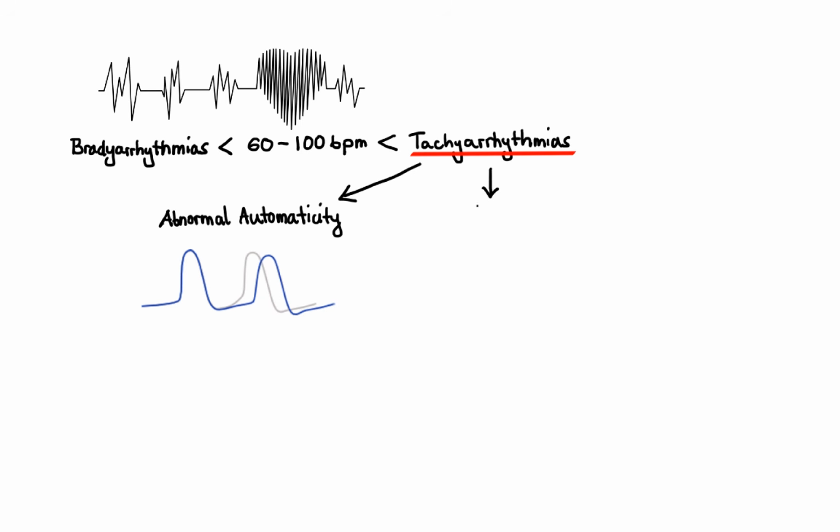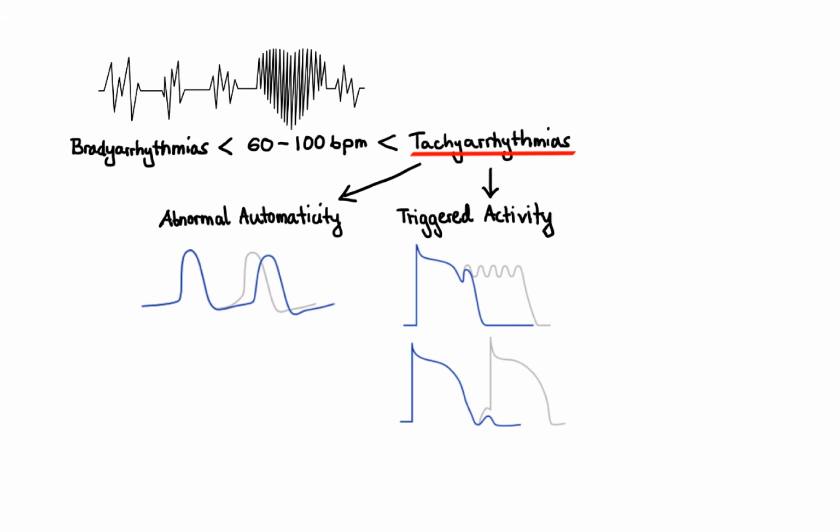The second mechanism is called triggered activity. Triggered activity involves the abnormal leakage of positive ions into the cardiac cell, leading to this bump on the action potential called afterdepolarization. These afterdepolarizations can occur during phase 2, 3, or 4, and if they have sufficient magnitude, they can trigger premature action potentials.